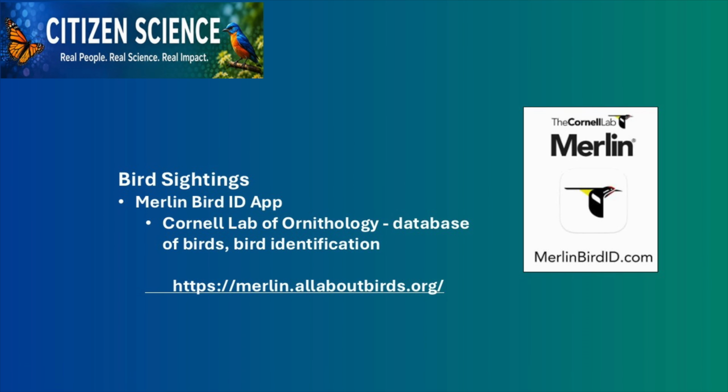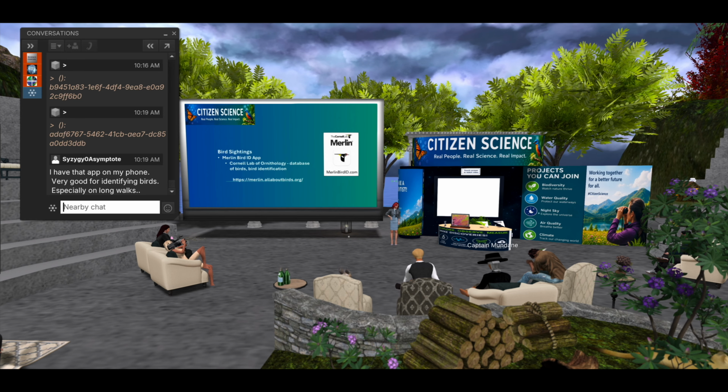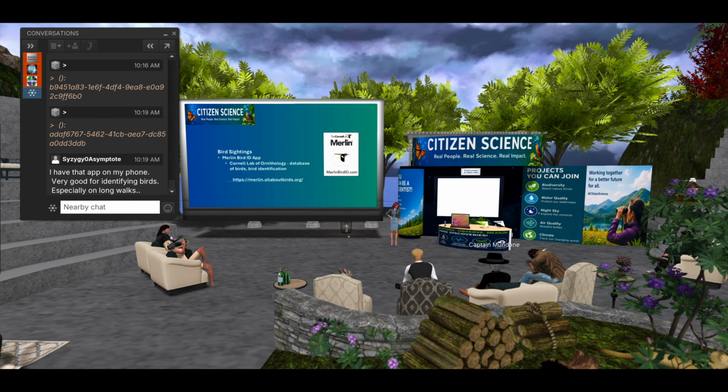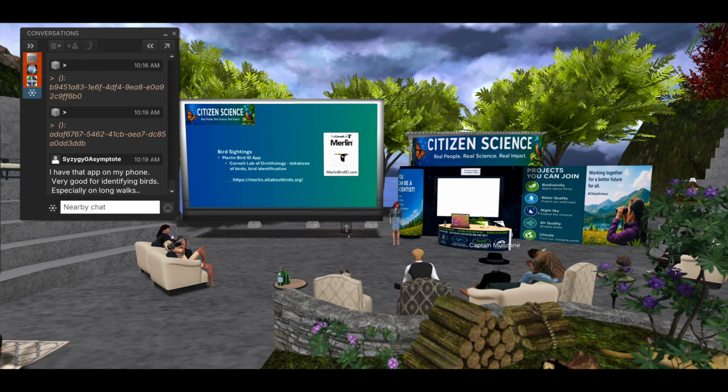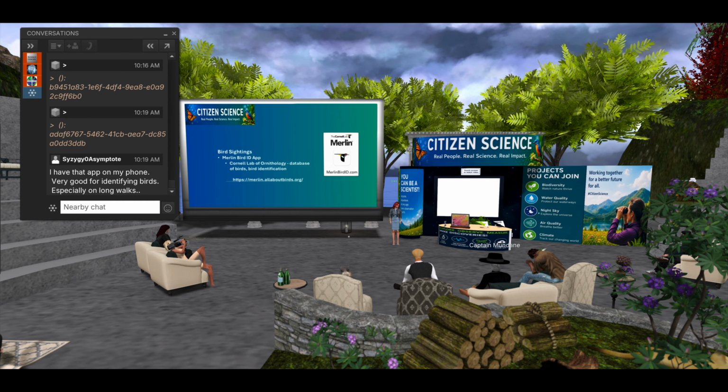Cornell also has the Merlin Bird ID app. This is the one I use. I like this one best. It's a database of birds and bird identifications. And basically, after you download the app on both of these, there's a microphone that you can turn on, or you can snap a photograph and it'll identify the bird for you.